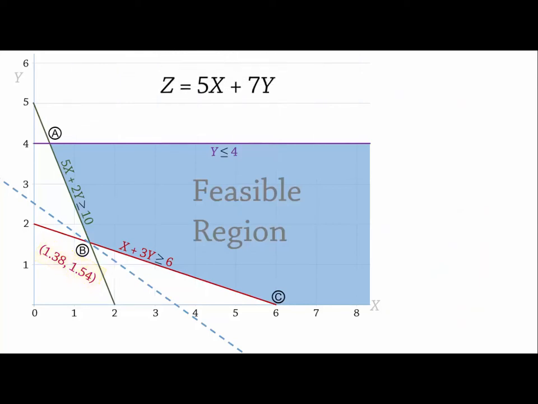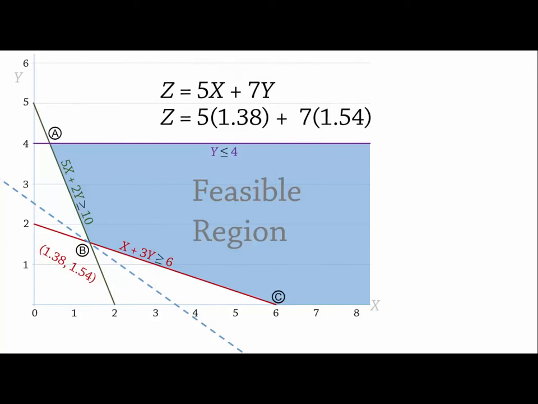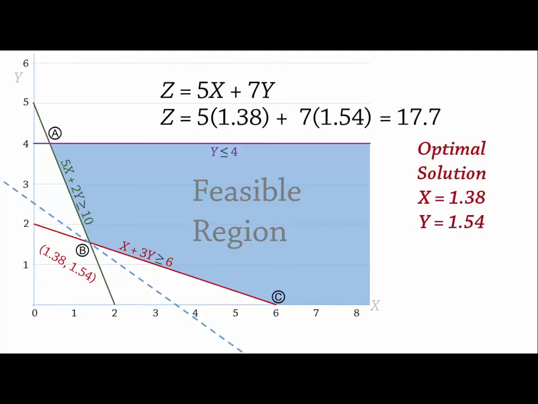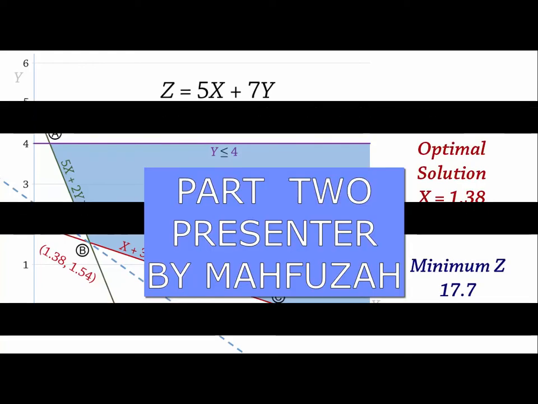We have 5 times 1.38 plus 7 times 1.54, which gives 17.7. So the optimal solution occurs at point B, and the corresponding minimum value of the objective function is 17.7.